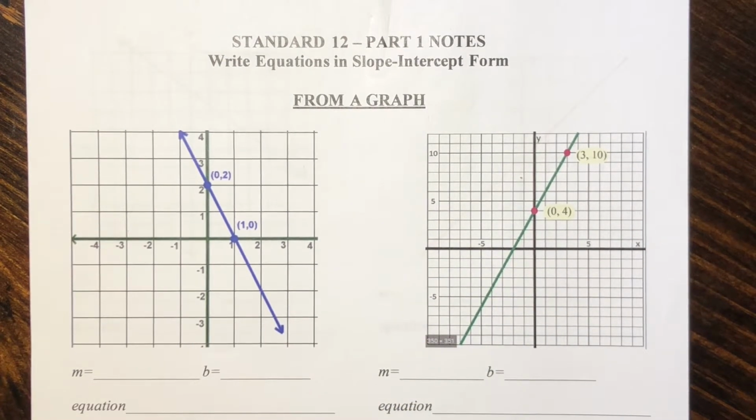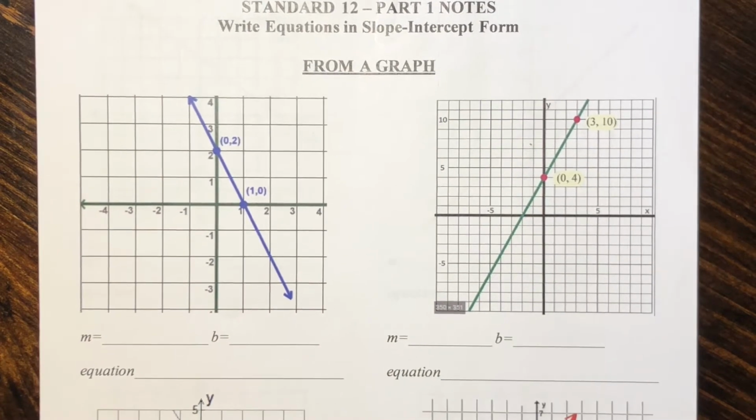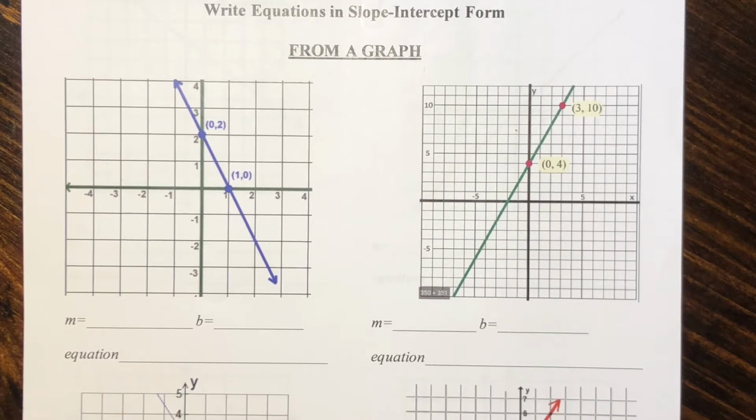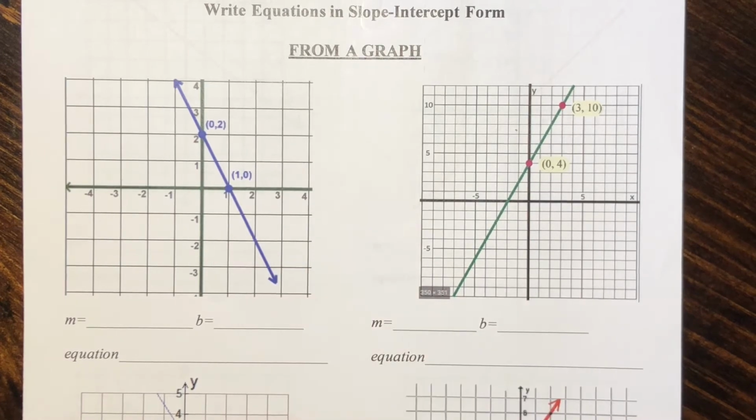And regardless of what video we are on, parts 1, 2, 3, or 4, the concept is going to be the same. If you can identify the slope and the y-intercept, you will be able to write the equation. And so this one should go pretty quickly because we just spent a bunch of time putting these points on here. Now let's just take them right off.